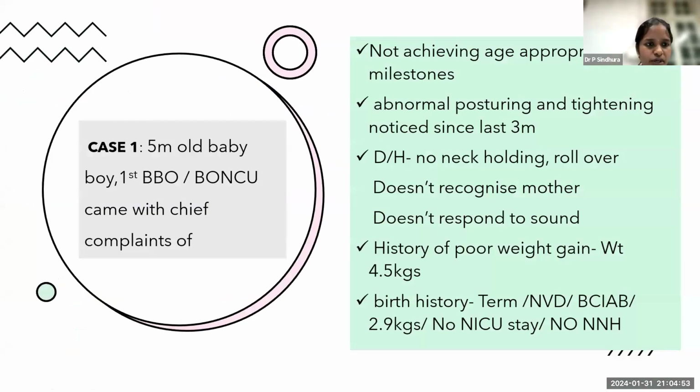First case, a 5-month-old boy, first by birth order, born out of a non-consanguineous union, came with chief complaints of not achieving age-appropriate milestones, abnormal posturing and tightening of the body noticed since the last 3 months. Developmental history showed no neck holding, no rollover, does not recognize mother and does not respond to sound. There is a history of poor weight gain with feeding issues. Weight of the child at present was 4.5 kgs. Birth history was normal: normal vaginal delivery with a birth weight of 2.9 kgs, no NICU stay, no history of neonatal jaundice, and a smooth perinatal transition.